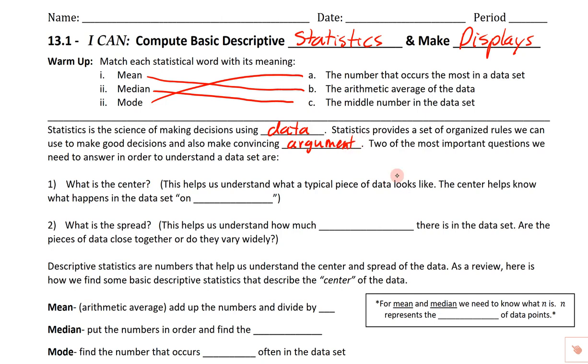So two of the most important questions that we need to answer about data are, what is the center and what is the spread? So when we're talking about what is the center, this helps us understand what a typical piece of data looks like. The center helps us know what happens in the data set on average. So we'll write on average right here. And the spread does something different. It helps us understand how much variability there is. So we're going to write the word variability. How much variability there is in the data set. So this means, are the pieces of data close together or do they vary widely? Are they really spread out? So descriptive statistics are numbers that help us understand the center and the spread of the data.